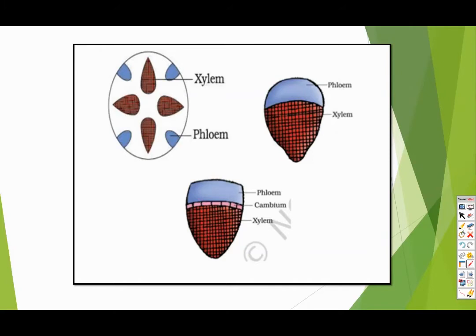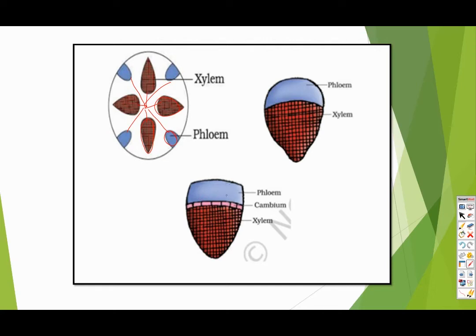Now again, in the vascular system you have two types. One is called your open system, another one is closed. Why do we call it open or closed? Whenever I say open, there is a presence of a cambium. Whenever I say closed, there is no cambium present. So these are the types of your vascular tissues.